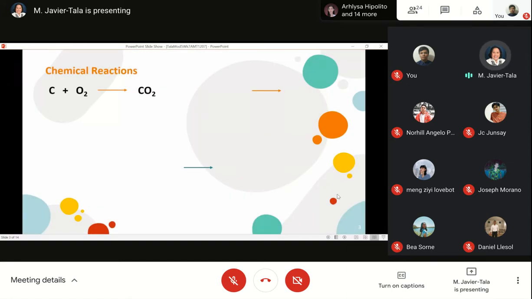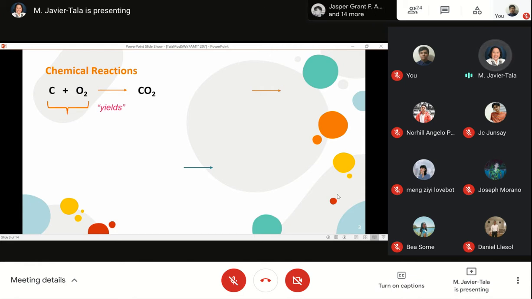So a chemical reaction is a shorthand way of writing a transformation. If you recall, one definition of chemistry is the transformation of matter. So it happens through chemical reactions. If you look at this first example, carbon and oxygen yields carbon dioxide. So we read the arrow as yields.